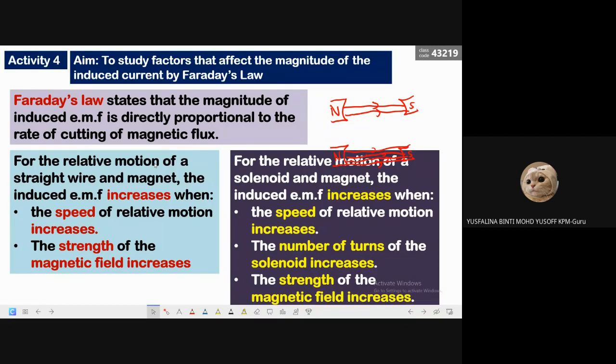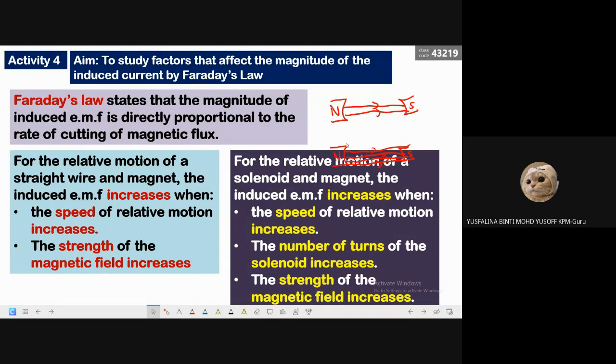Or you increase the strength of the magnetic field, like the one that I gave just now. So compare these two diagrams. This one has more magnetic fields, meaning it's much stronger. So that means we cut more. This one we only cut two magnetic fields. This one we cut four. So of course this one will produce the higher induced current.